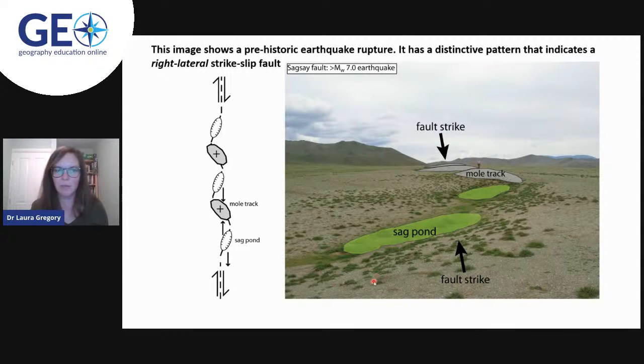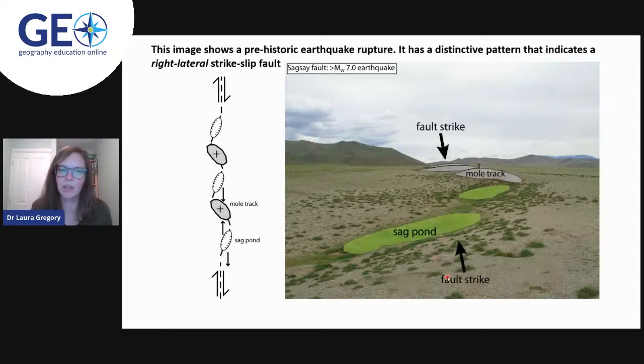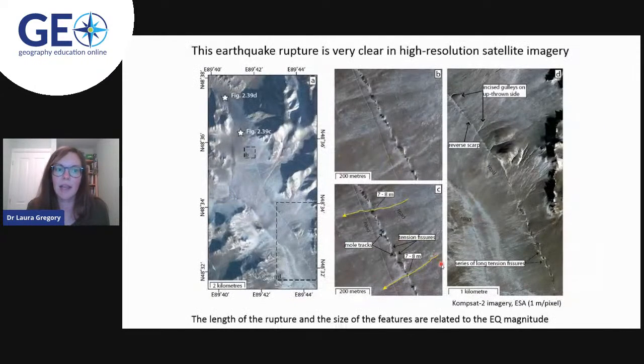Mongolia is another place where it's very dry. And so often you find the vegetation growing in these little tracks, and so they get a bit obvious when you start to see them. So in the past, this would have been a really big earthquake. And they look, again, very distinctive.